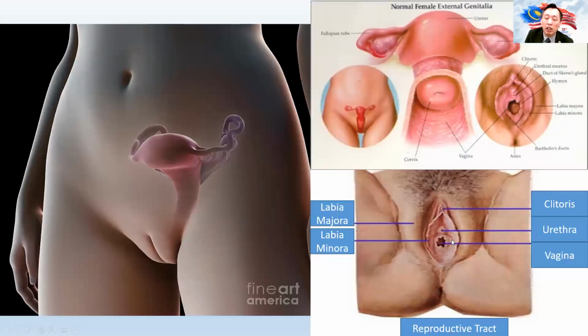So this is our female reproductive organ. You have the external labia minora and also majora. Then this is the vagina opening. Inside this vagina opening, about 8 to 10 cm, you have the cervix. The whole organ is the uterus. There are 2 fallopian tubes and 2 ovaries.